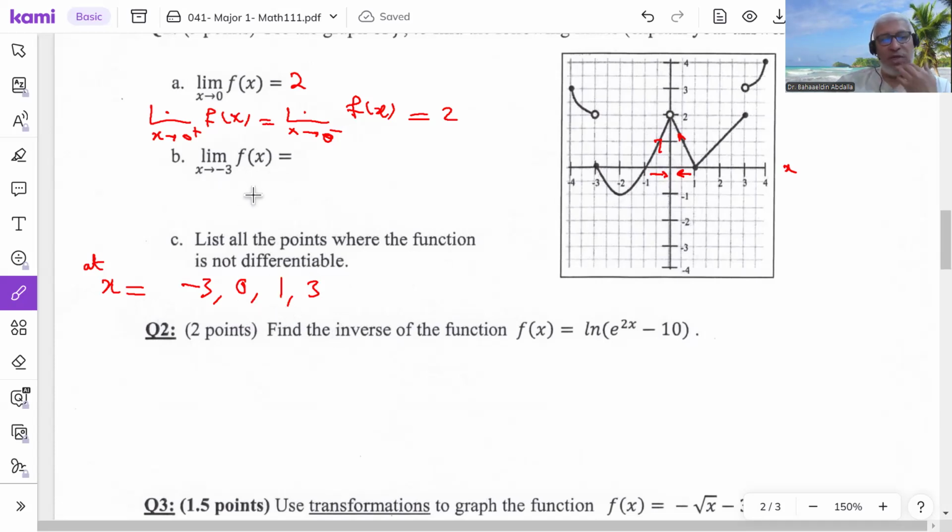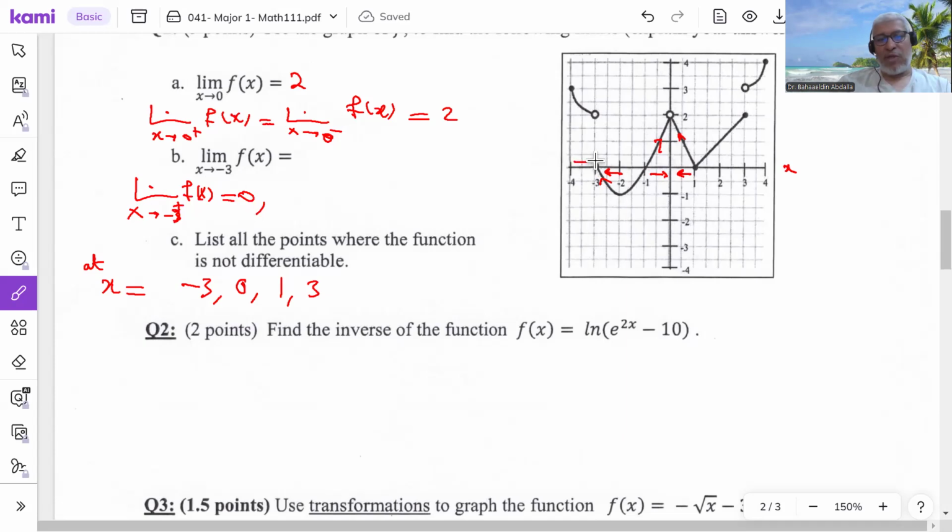Limit f of x when x approaches -3. Okay, x approaches -3. So this is -3. Here x is -3. Let me approach -3 from the right. The graph is going up to 0. So limit f of x when x approaches -3 from the right is 0.